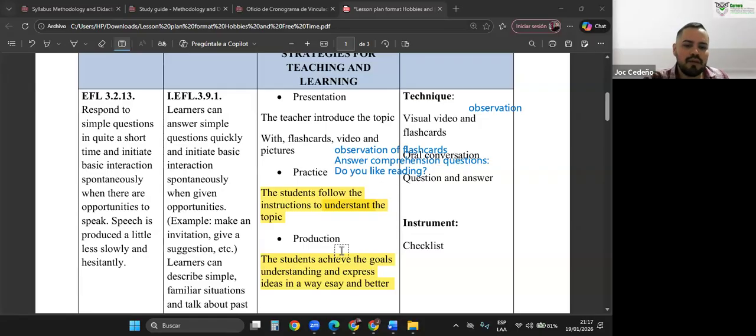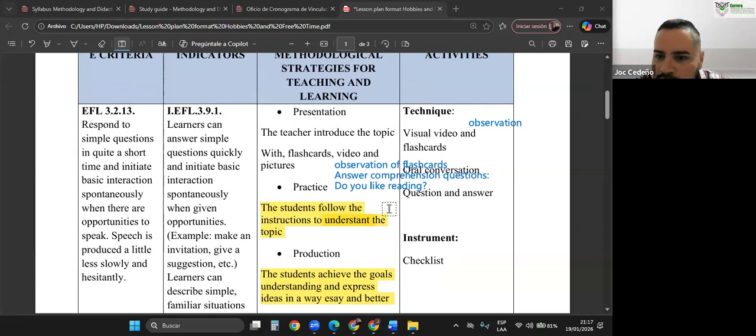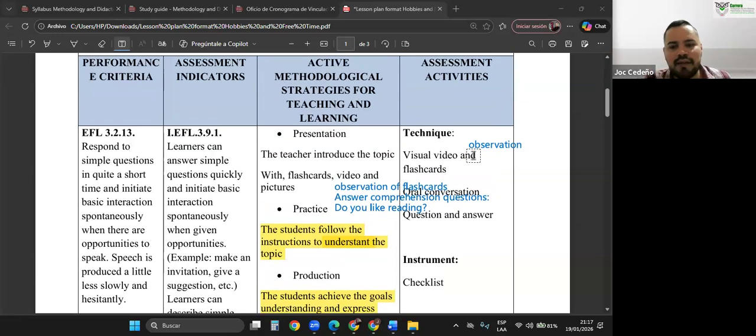And then production the same. The students achieve the goal. What goals? That is not the description of the strategy. So you need to be careful on what to write here. Okay. And the technique is the same.